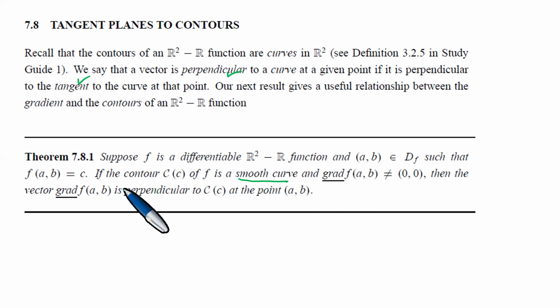So now we're saying if the contour C of f is a smooth curve, and the gradient of f at (a, b) is not 0, then the vector gradient of f at (a, b) is perpendicular to the contour C at the point (a, b). If the contour is a smooth curve and the gradient at (a, b) is not 0, then this vector is perpendicular to the contour at the point (a, b). Let us look at the actual implications of these.